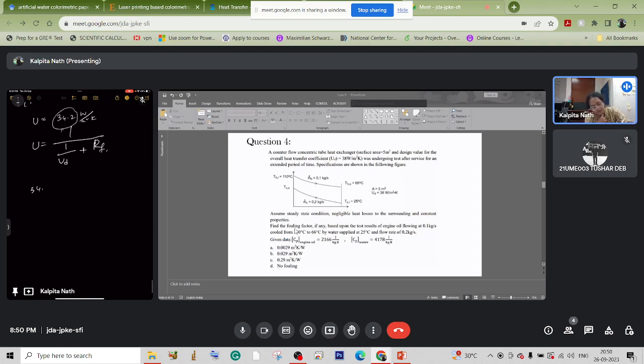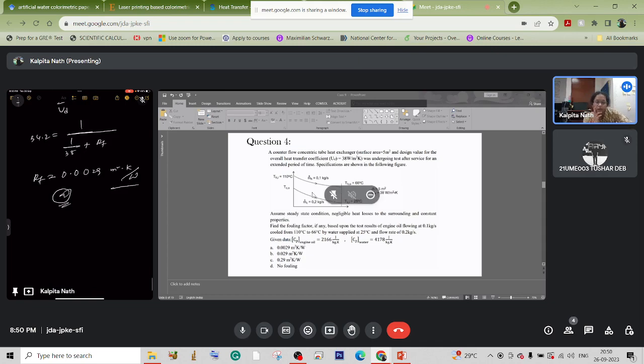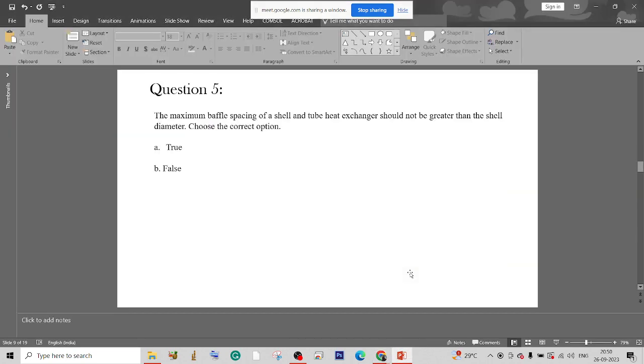So 34.2 is equal to 1 upon (1 over 38 plus the resistance). This will come out to be 0.0029 meter square Kelvin per watt. This is option A. Now let us proceed to the next question.